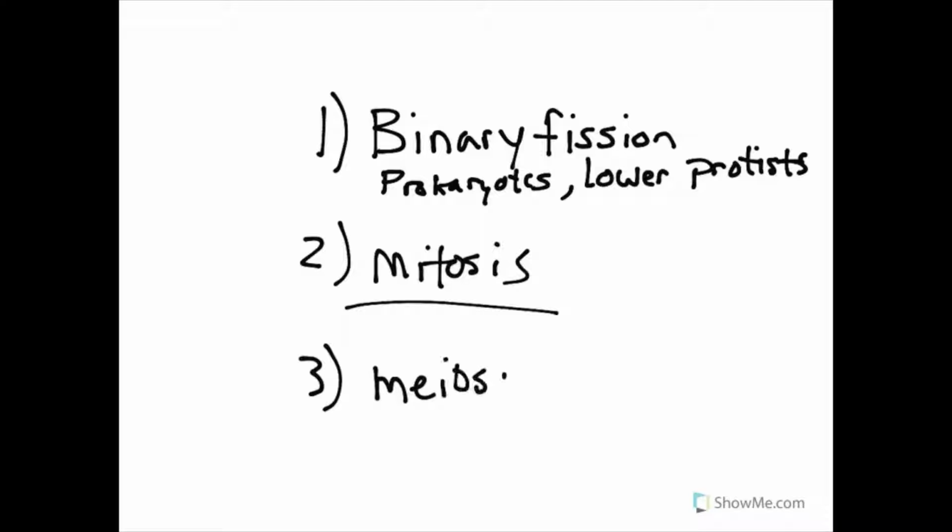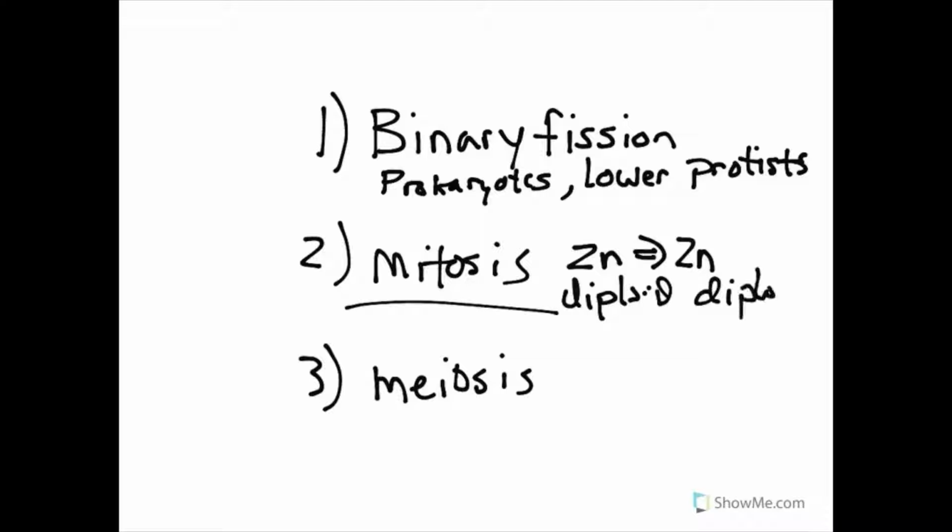One of the things I want to talk about is that mitosis is where we take a cell that has two copies of each chromosome and create cells with two copies of each chromosome. So we would say we go diploid to diploid, or we also could go haploid to haploid, one copy of each chromosome to one copy of each chromosome.